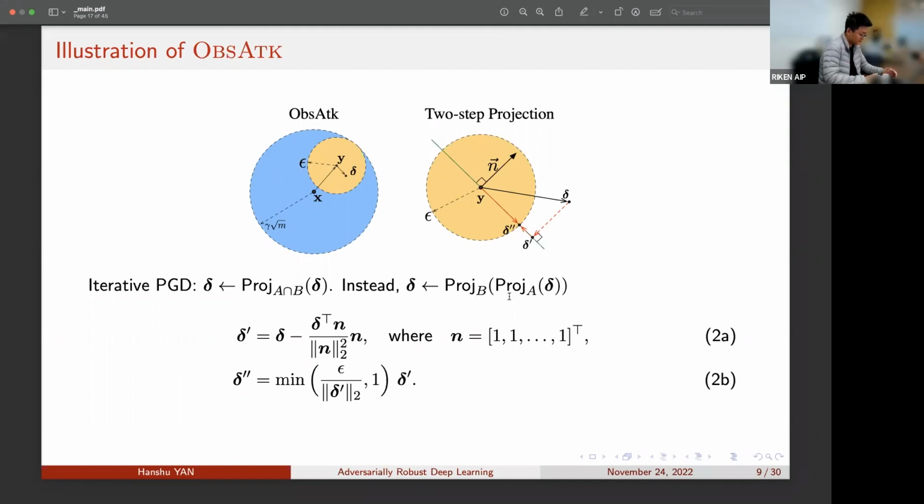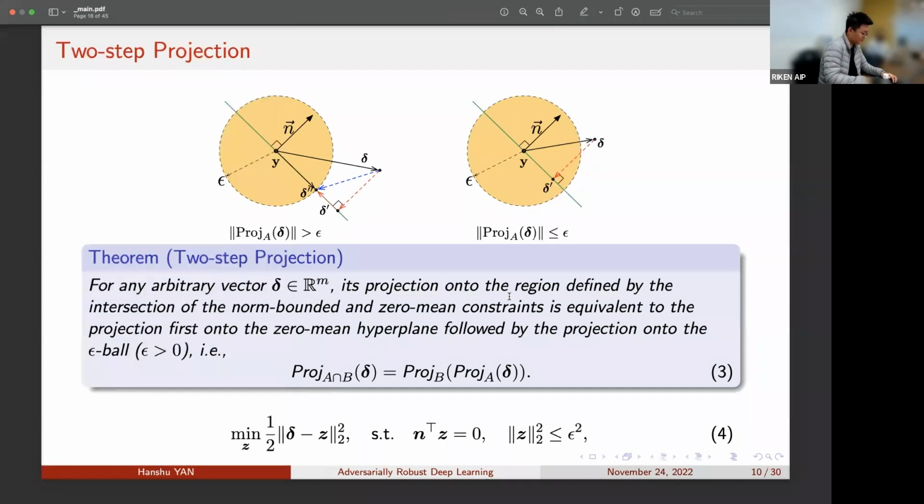Here, a natural question is why we cannot project delta onto B first, then A? To answer this question, we prove a very short theorem to show that the projection onto A then onto B, this two-step projection, is exactly equivalent to the projection onto the joint of A and B. This can be formulated as a convex optimization problem, and of course the solution is quite simple.